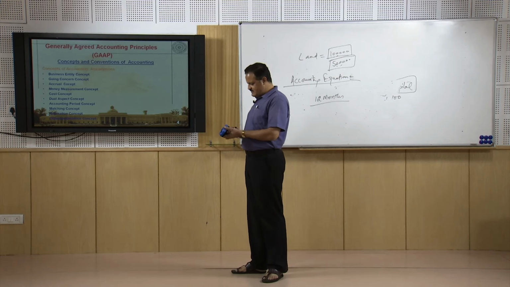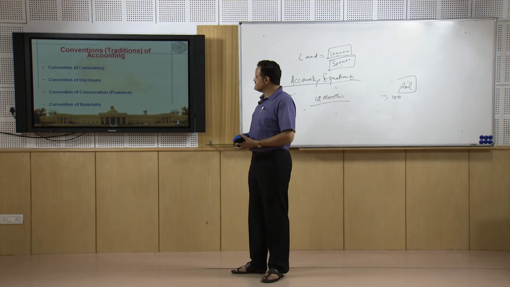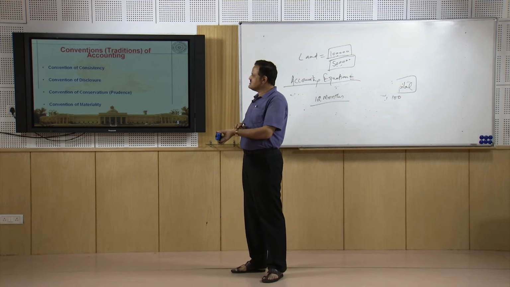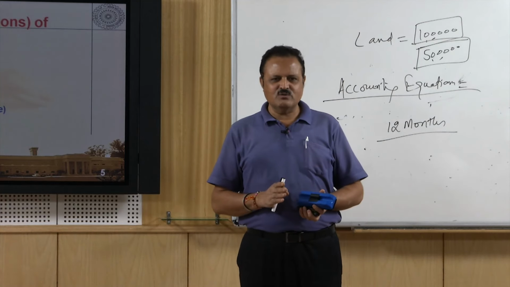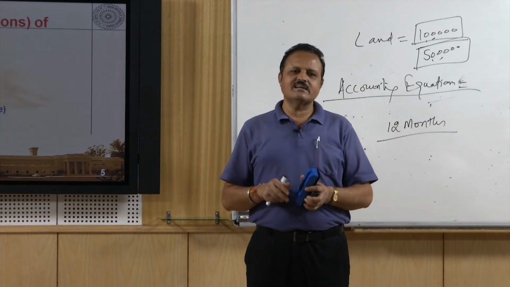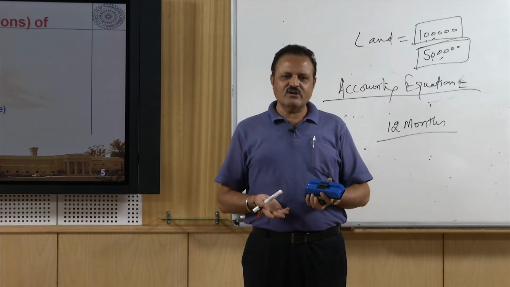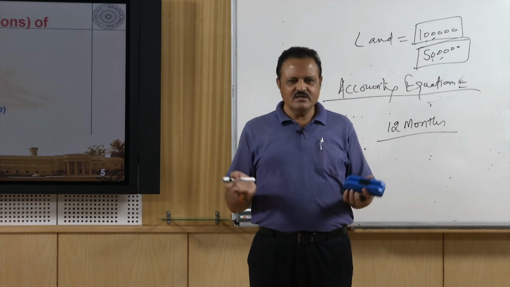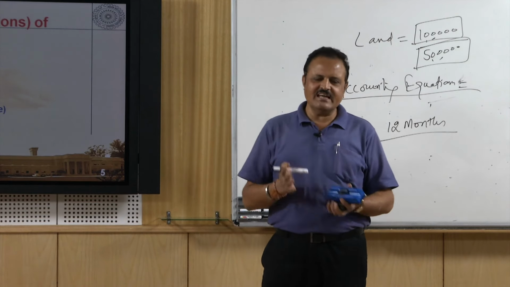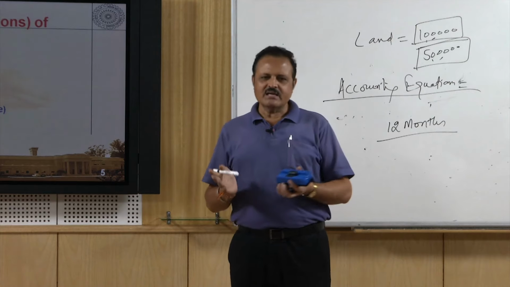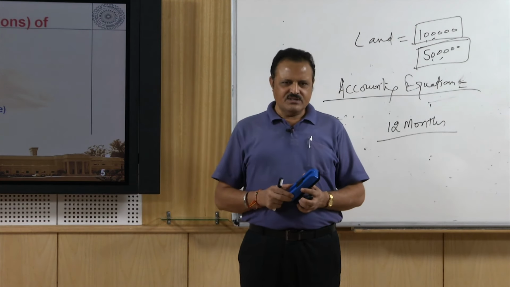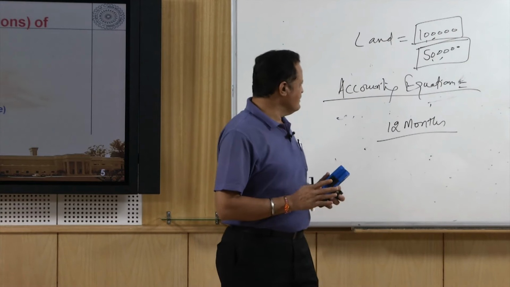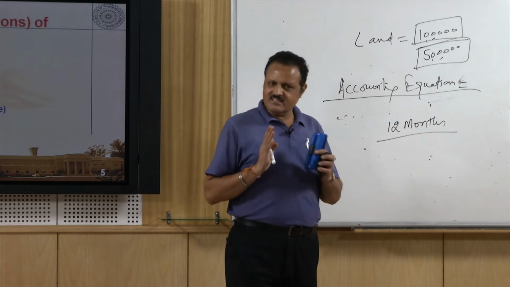After these 10 concepts, we will be talking about the next part, that is the conventions or traditions of accounting. Concepts are assumptions of accounting and conventions are traditions of accounting. You can call them generally accepted principles of accounting, GAAP, and we are discussing the GAAP. We have already talked about the 3 different types of accounts, and the rules of recording the business transactions under these 3 accounts.